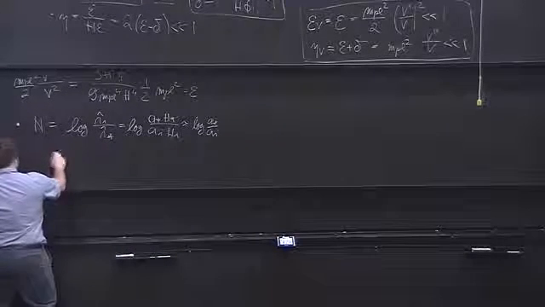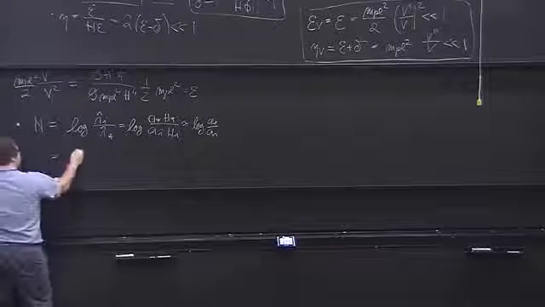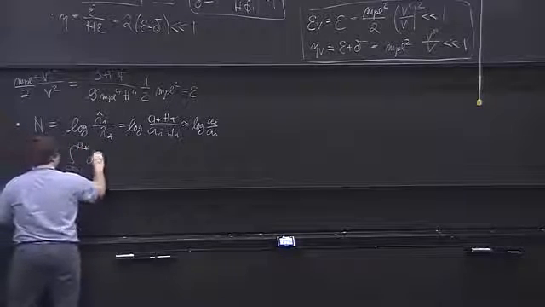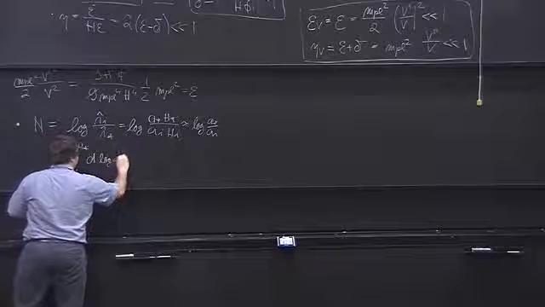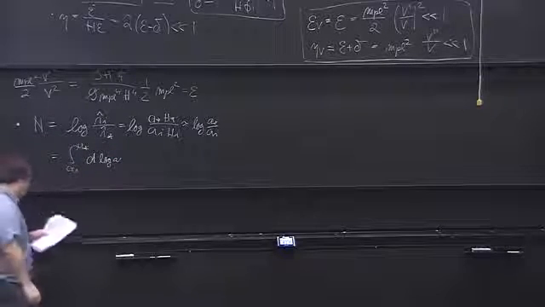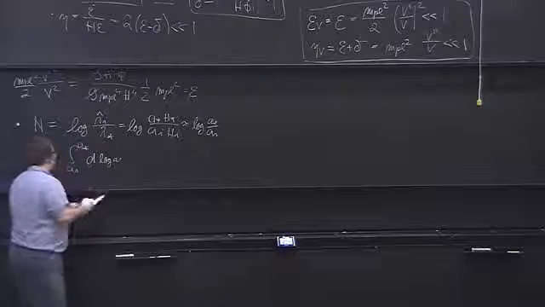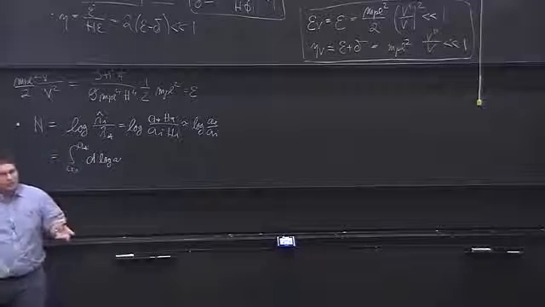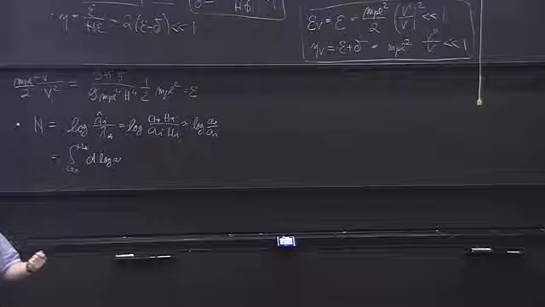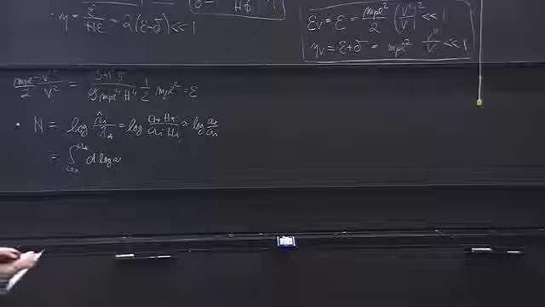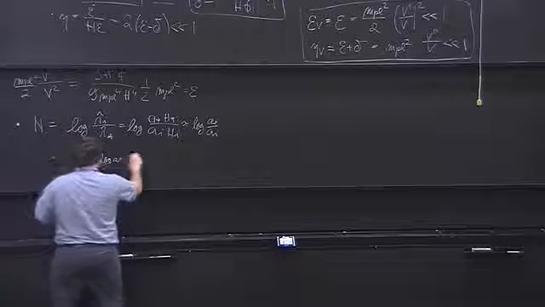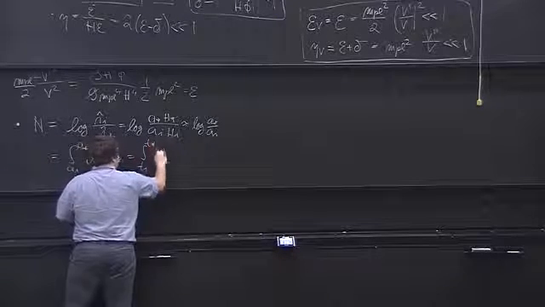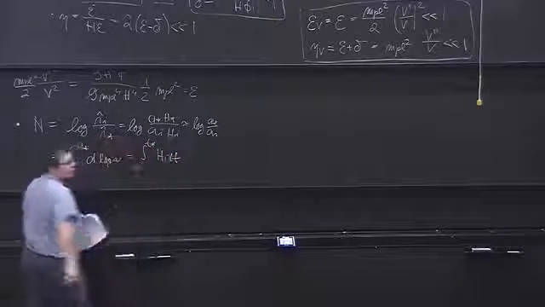So this is equal to an integral from a_i to a_star of d log a, definitely true. Now you can write d log a in terms of H and dt. The definition of H is a dot over a. So this is the integral from t_i to t_star of H dt.